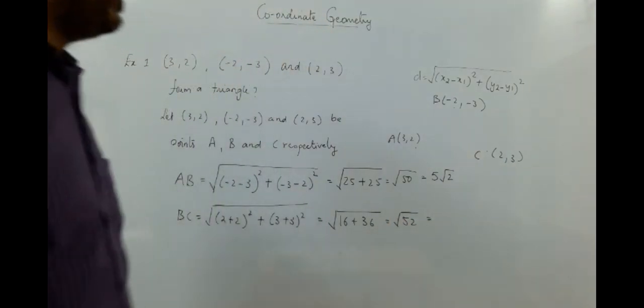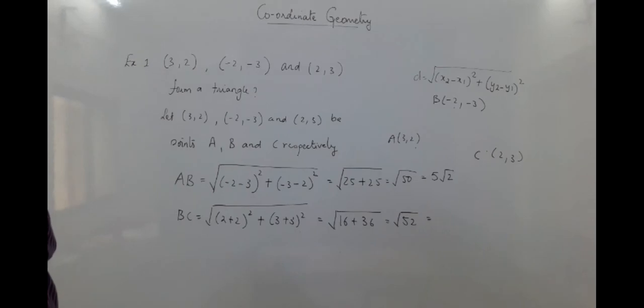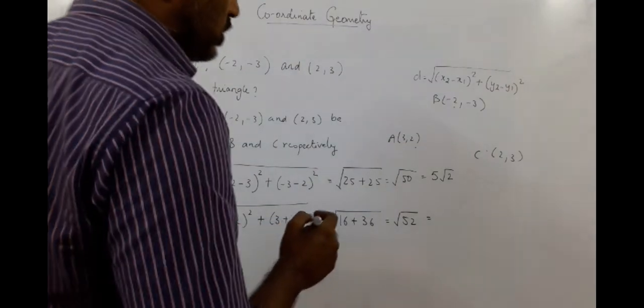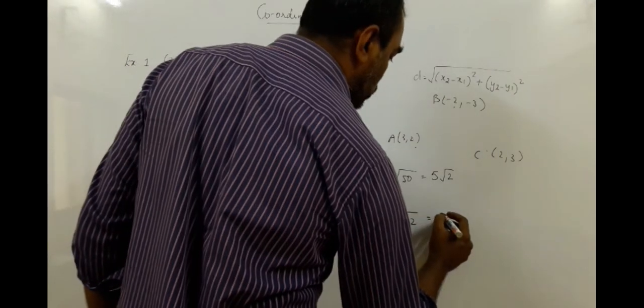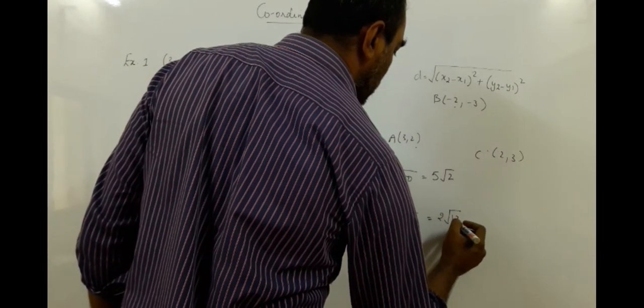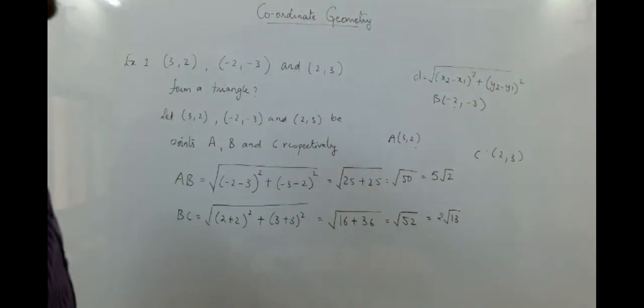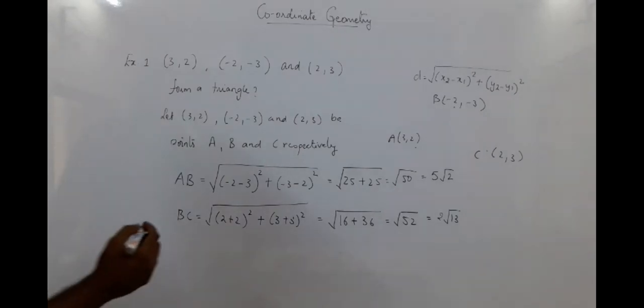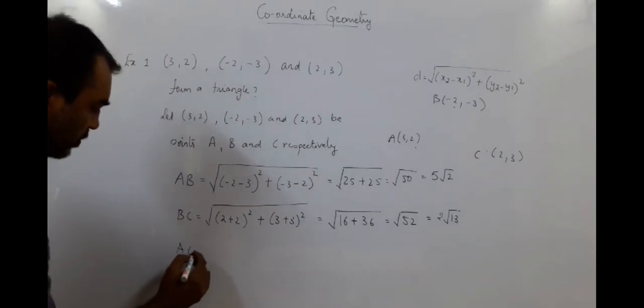So how can I write 52? We have got 13 fours are 52, so this is 2 root 13. And now we have got the distance BC. And similarly, we move on to the points A and C now.